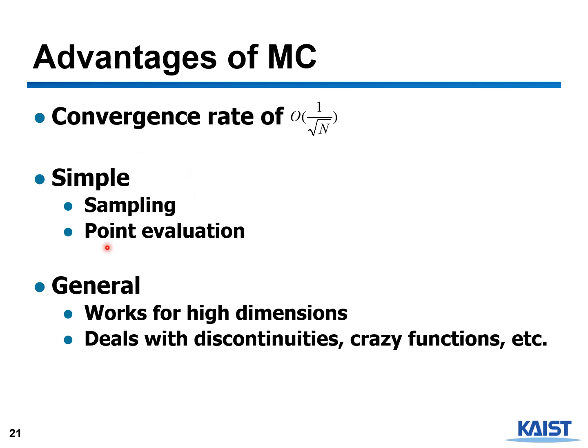It's a very simple concept, right? It's sampling, and also point evaluation. We just generate a random sample, and at that random sample point, we evaluate the function f(x). Then that's it, right? We take the average. It's a very general concept. It works for high dimensions. Also, it can deal with very arbitrary functions that have discontinuities and very odd shapes.